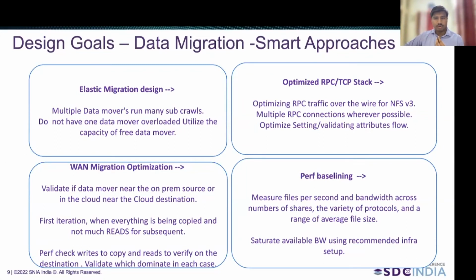And then the second block that you're seeing is optimized RPC or the TCP stack. As we know, for the NFS or NAS migrations, we do a lot of communication over RPC, for NFS v3 in this case. So you would see that multiple RPC connections can be leveraged wherever possible, and not really be limited by one RPC call for a given migration use case. You can analyze this over Wireshark and see whether your existing data migration suite is really optimal or there is a lot of chattiness or protocol overhead coming in. So probably you can also think of optimizing or minimizing the calls over the stack to ensure a faster migration.